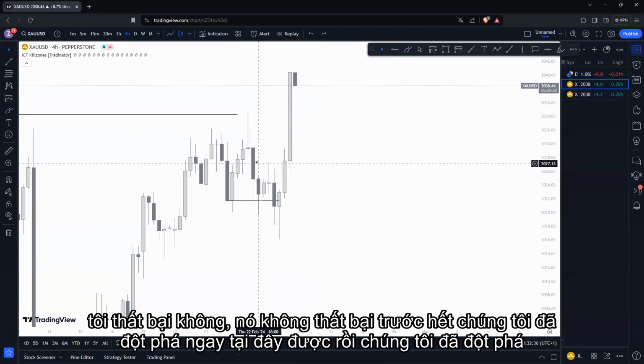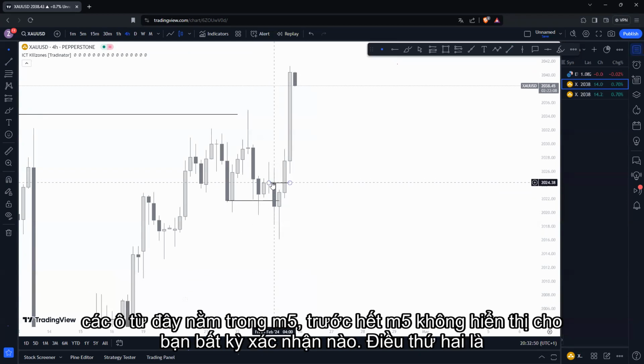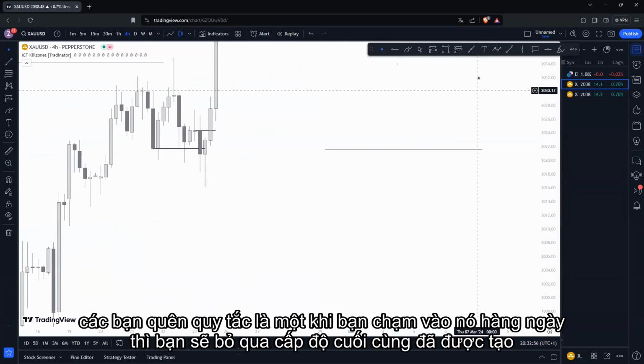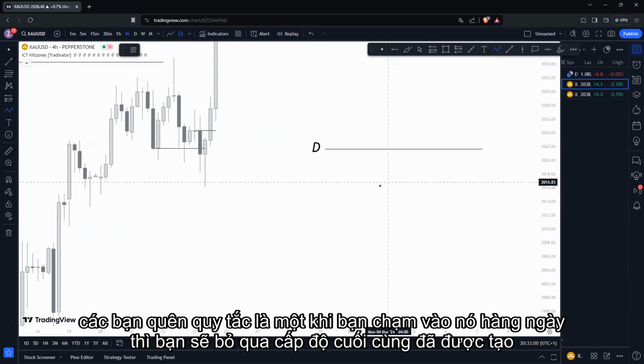No, it didn't fail. First of all, we did the breakout right here. So the storyline is bearish, but now we don't take a sell from here. Why? But you told us that we can take sells from here using M5. Well, first of all, M5 did not show you any confirmation. Second, you forgot the rule: once you touch a daily, you ignore the last level that got created on H4.